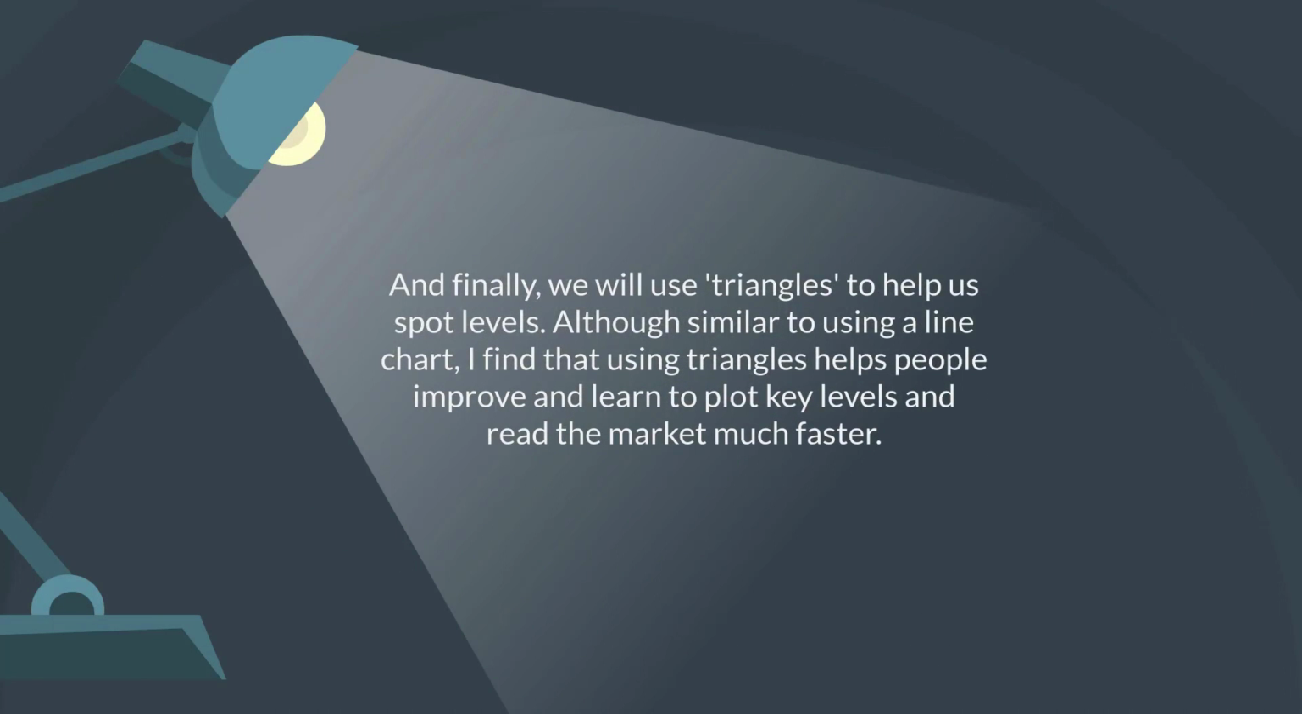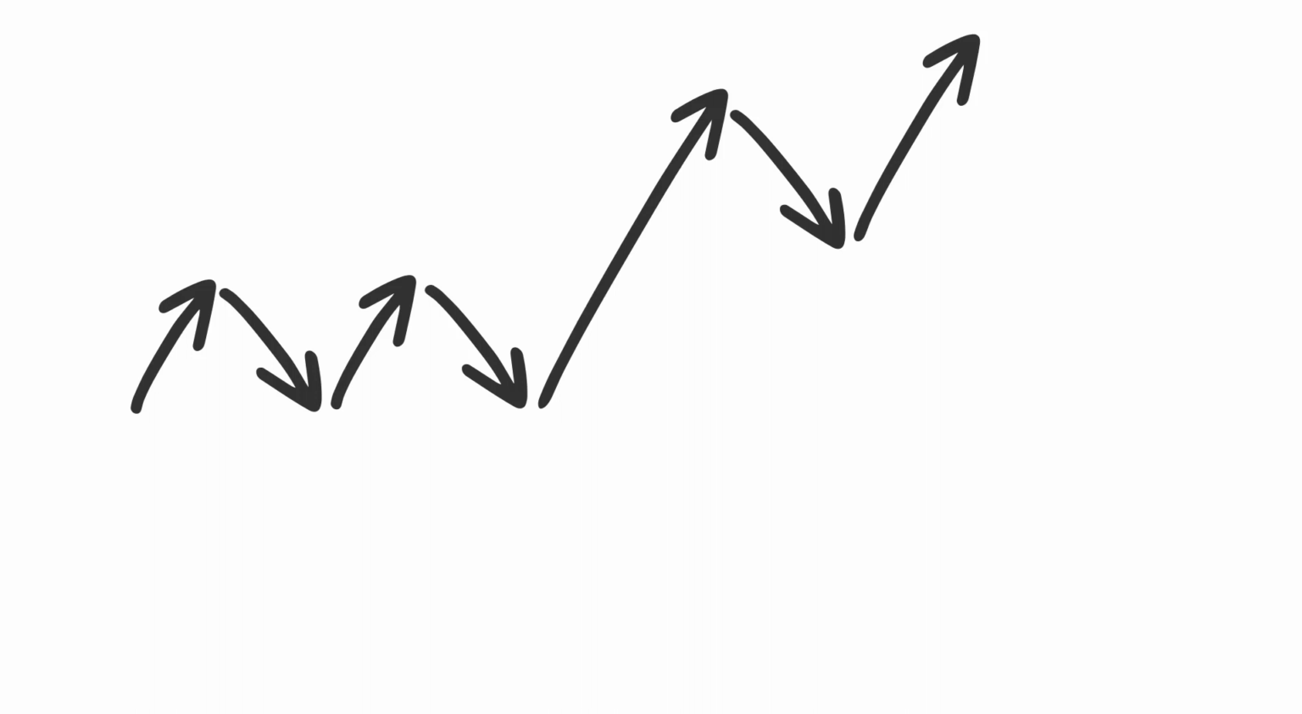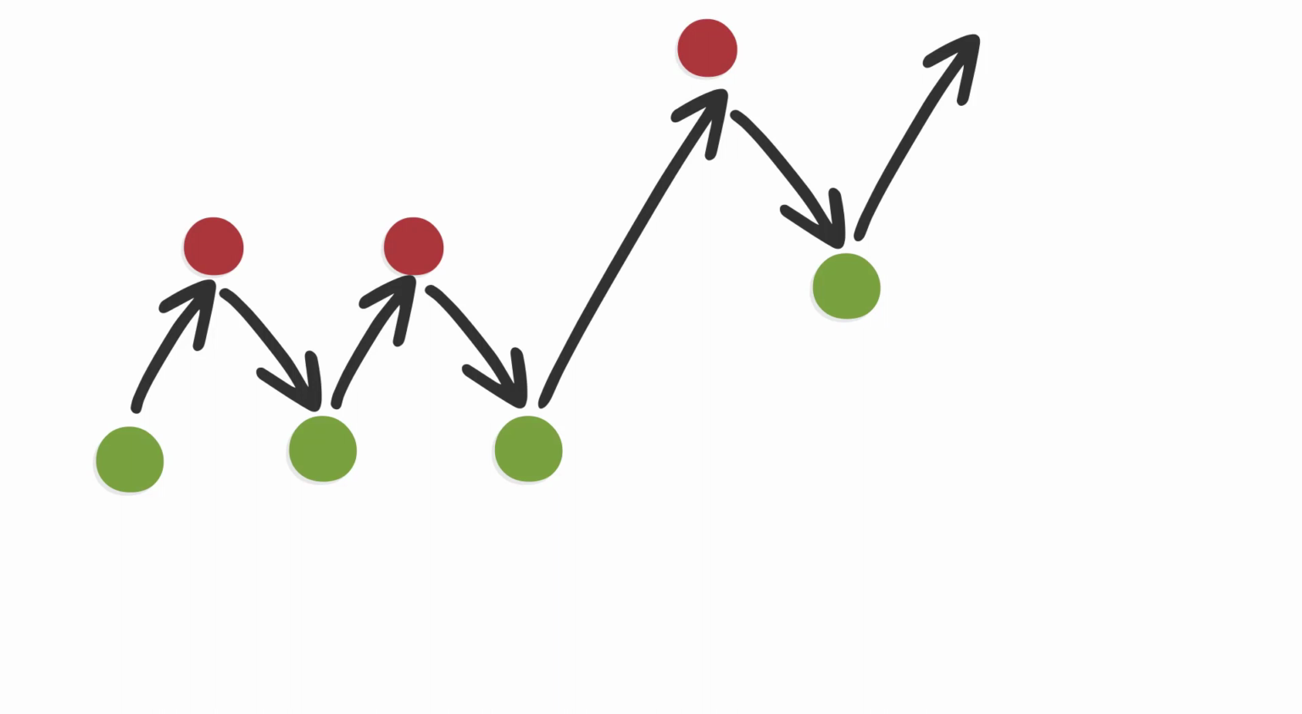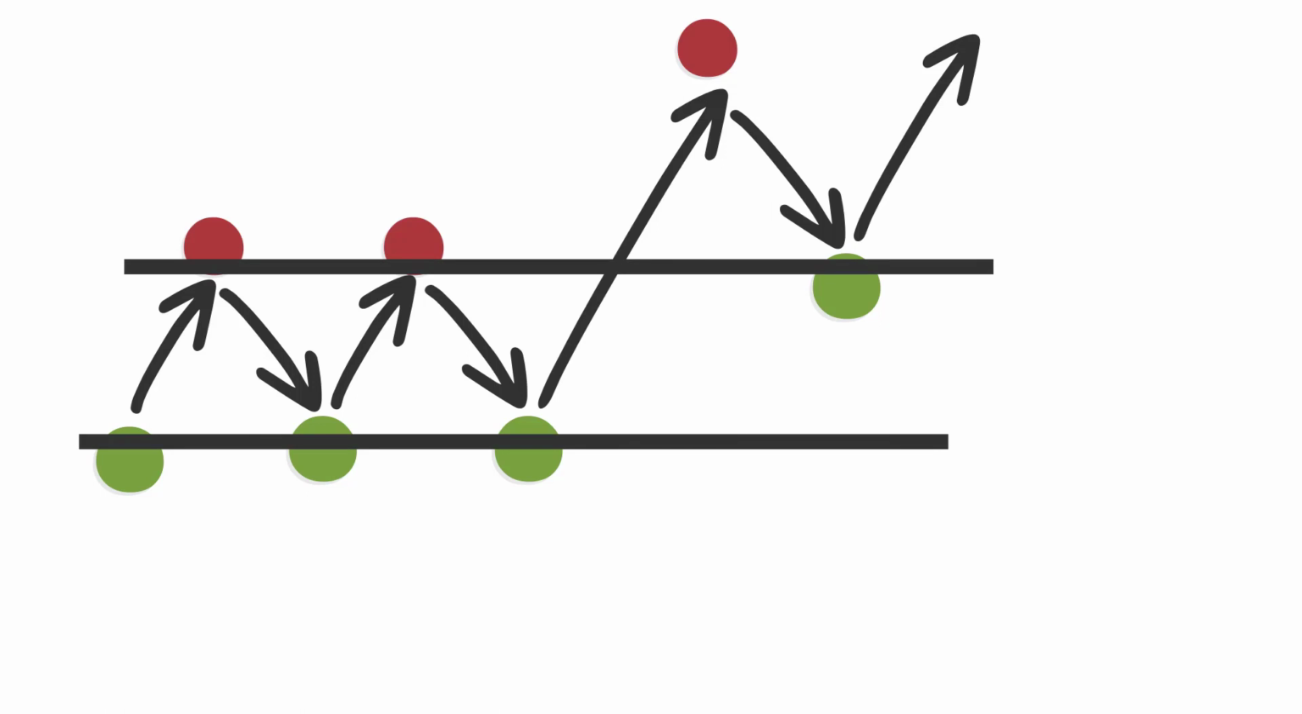And finally, we will use triangles to help us spot levels. Although similar to using a line chart, I find that using triangles helps people improve and learn to plot key levels and read the market much faster. You will have noticed that when I have been drawing support and resistance and showing price movements, they have been creating triangle shapes. The sharp points of the triangles, when they line up with the sharp points of other triangles, are pointing you in the direction of support and resistance levels. Here we see our movements. We mark the points of the triangles. We then look to line them up where we can to create our support and resistance.